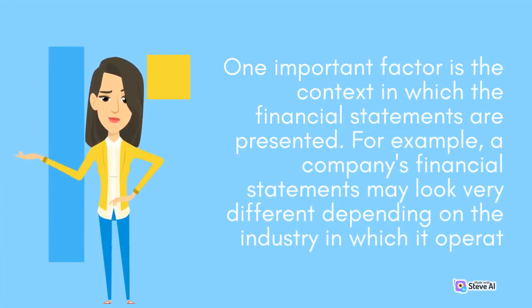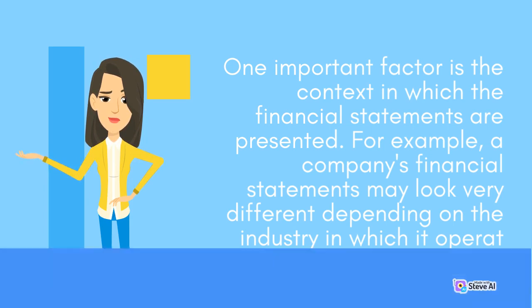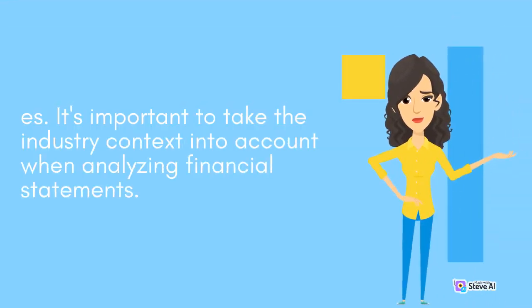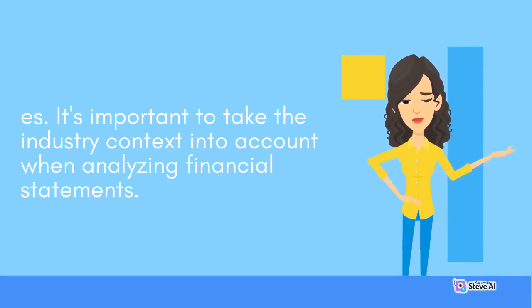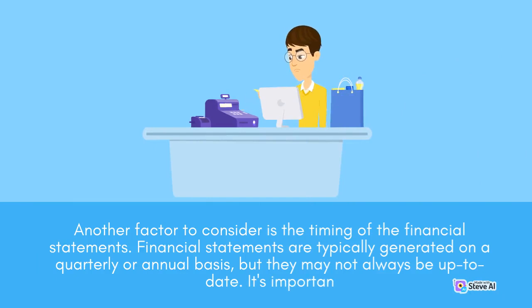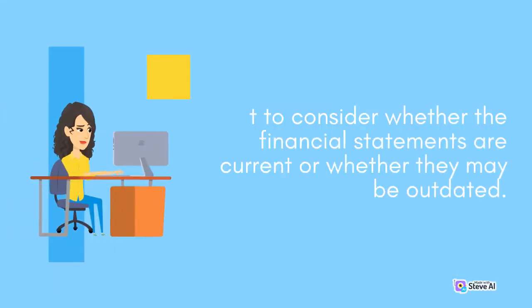One important factor is the context in which the financial statements are presented. For example, a company's financial statements may look very different depending on the industry in which it operates. It's important to take the industry context into account when analyzing financial statements. Another factor to consider is the timing of the financial statements. Financial statements are typically generated on a quarterly or annual basis, but they may not always be up to date. It's important to consider whether the financial statements are current or whether they may be outdated.